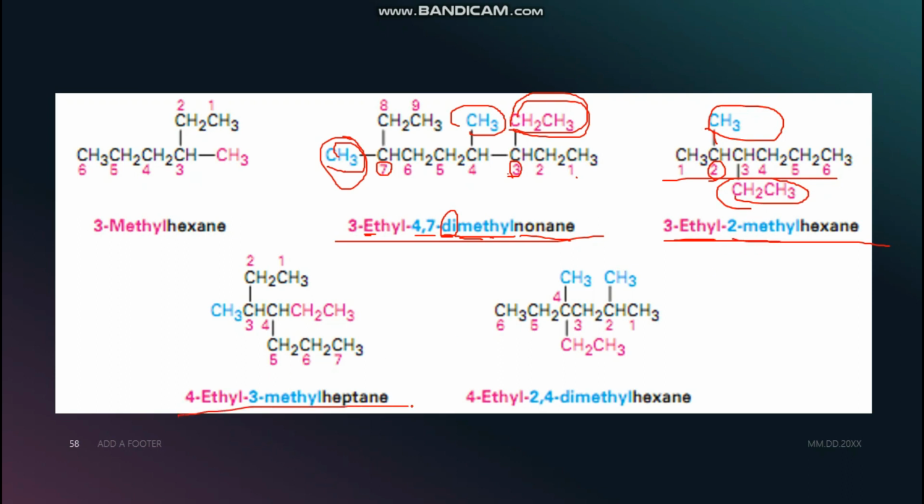And this one is 4-ethyl, 3-methylheptane. So, 7 carbons, but if we take the straight chain, 1, 2, 3, 4, 5, it has only 5 carbons. So, what it used is the longest continuous chain. And it was numbered from where the first branch point is, which is on the third carbon, which is the methyl, or the CH3. And on the fourth carbon, there is an ethyl, which is CH2, CH3. So, there it is, 4-ethyl, 3-methylheptane.